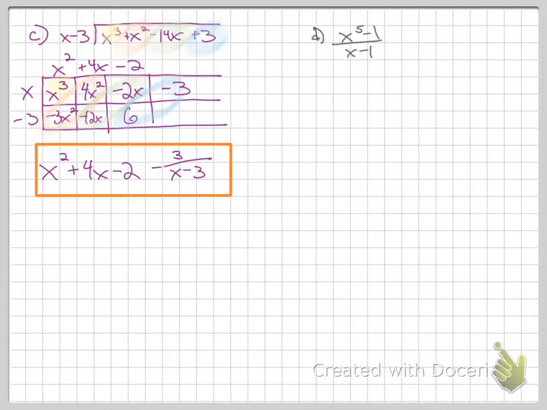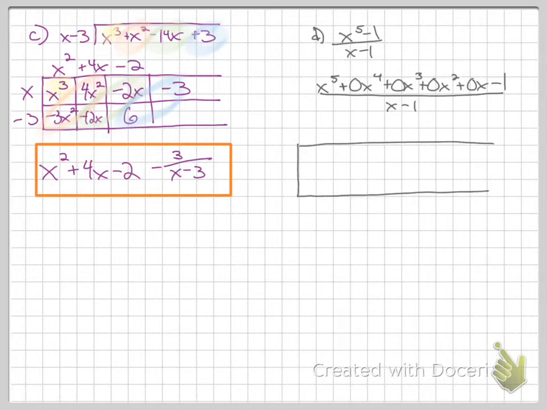D has a lot of missing terms. D should say x to the 5th plus 0x to the 4th plus 0x cubed plus 0x squared plus 0x minus 1 all over x minus 1. So long division. We're dividing by x minus 1.